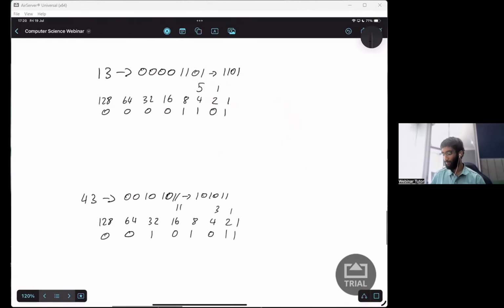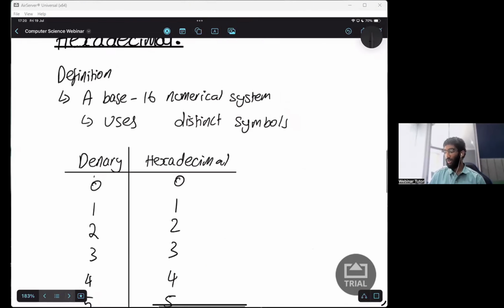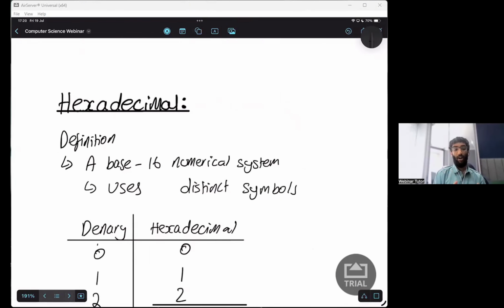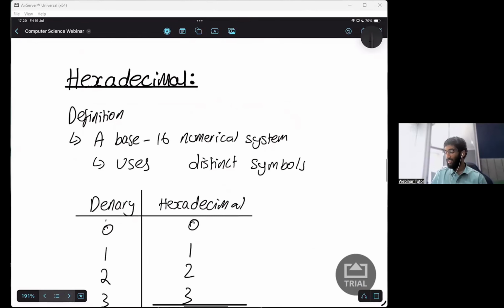Nice and simple. Now we're going to be looking at what hexadecimal is. Binary was a base 2 numeral system, whereas hexadecimal is a base 16 numerical system. And this uses 16 distinct symbols. What does this mean exactly?